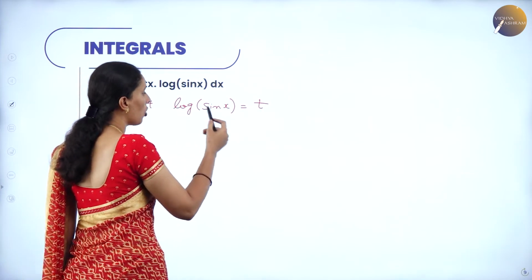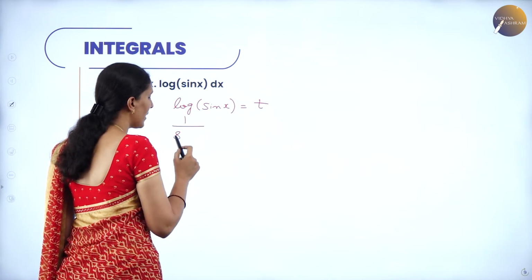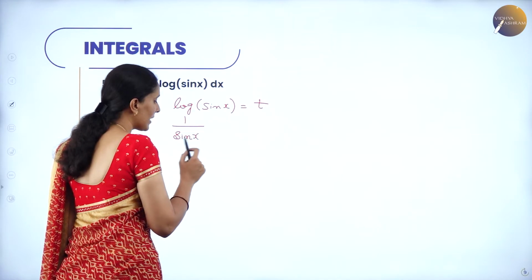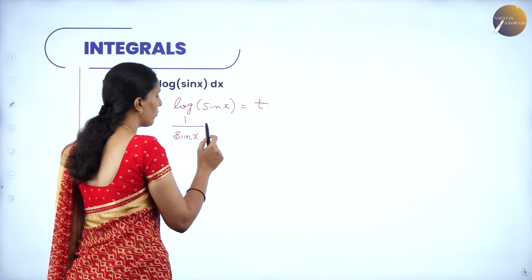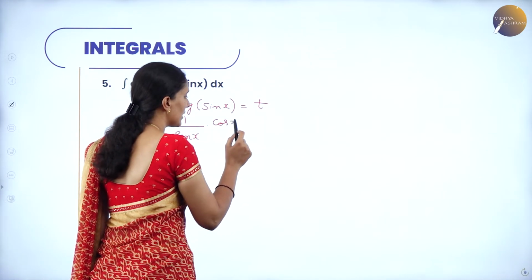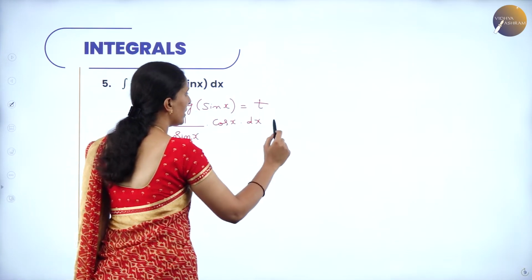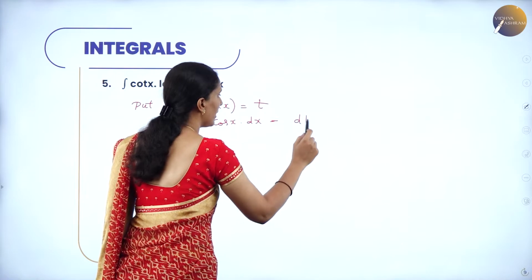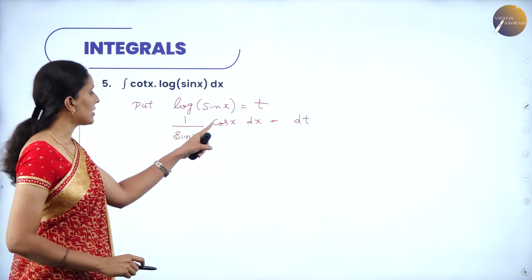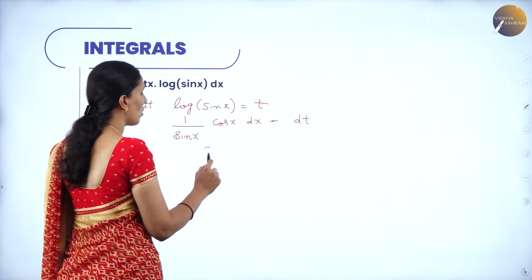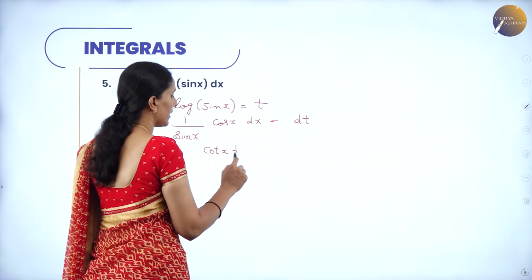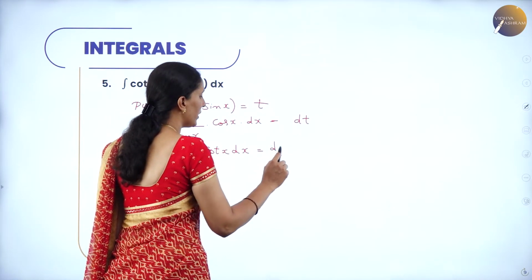So therefore here derivative of log of sin x is 1 divided by sin x. Again sin x is one more function. What is the derivative of sin x? It is cos x into dx. Because here parameter x we are going to write dx and here we are going to write dt. So therefore cos x by sin x can be written as cot x dx, which is equal to dt.